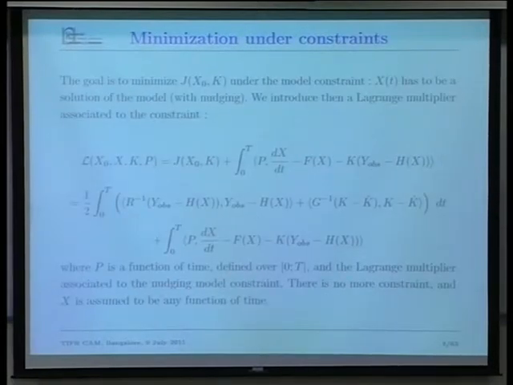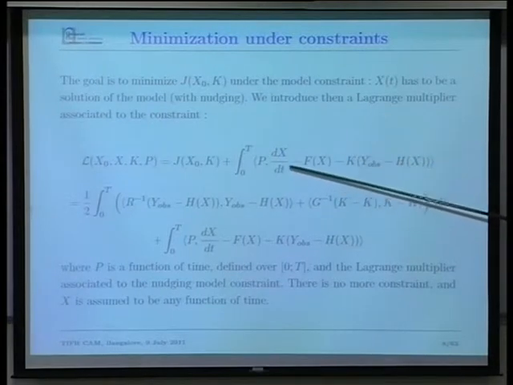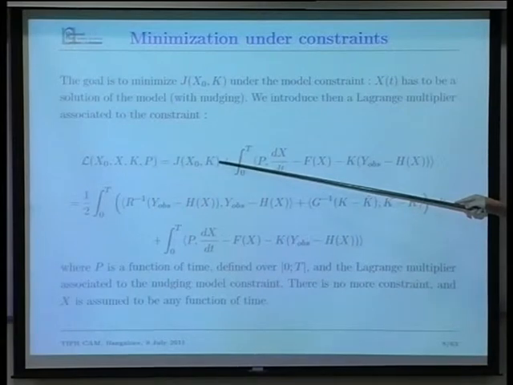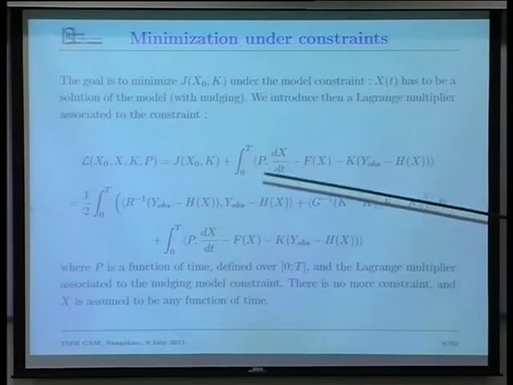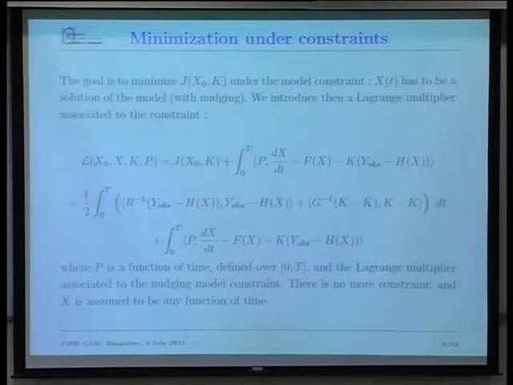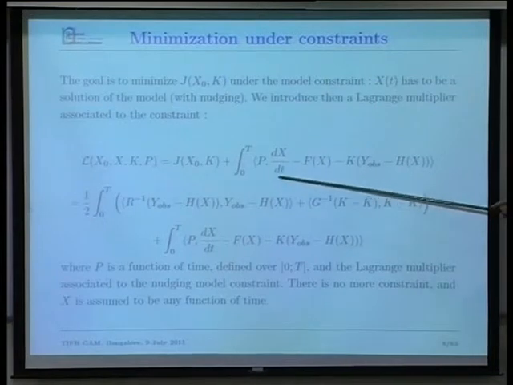So how to minimize J? Well, you need the gradient of J. The standard way to introduce the adjoint is to use the Lagrangian. You want to minimize this cost function under the constraint that x, which appears in J, is a solution of the model equation with the nudging term. So the constraint is there.